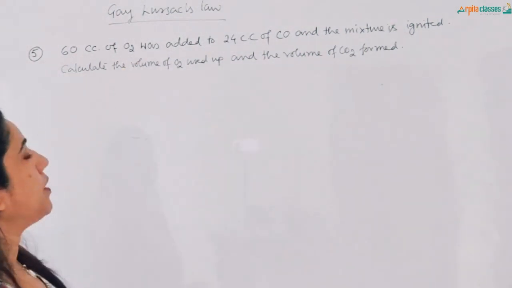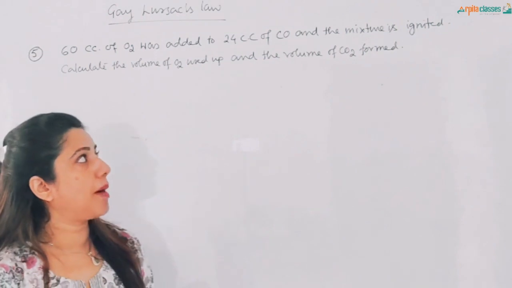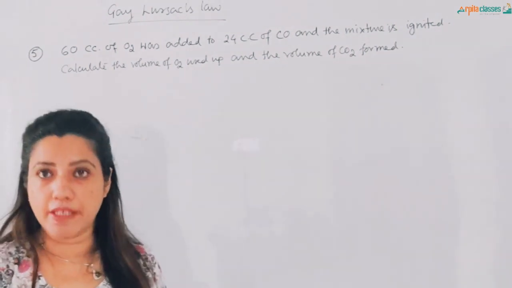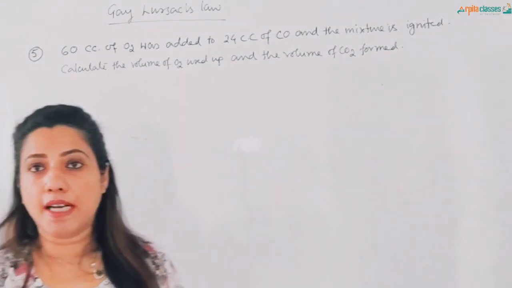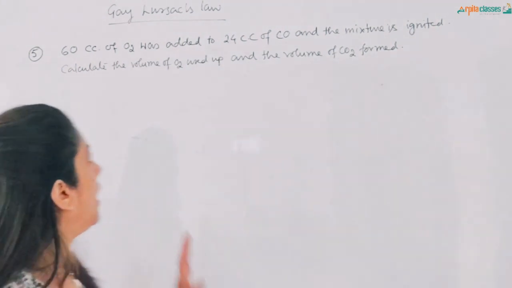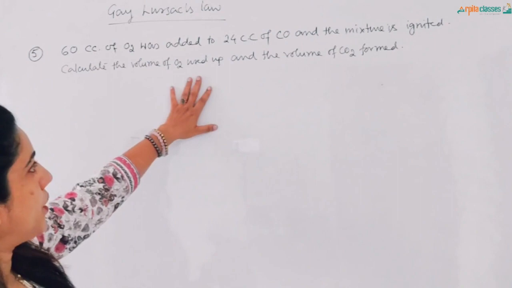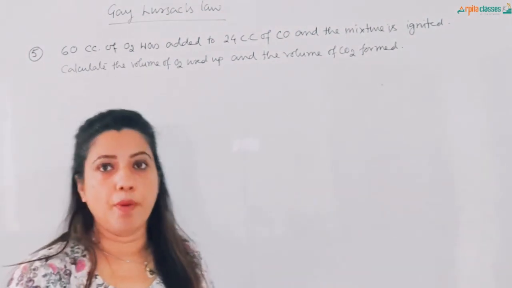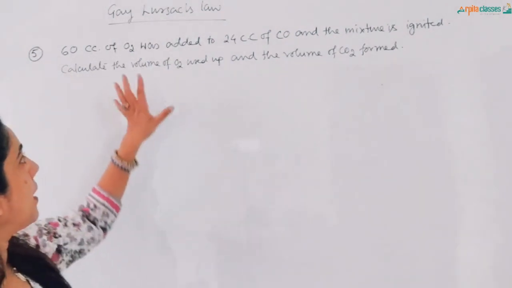60 cc of oxygen was added to 24 cc of carbon monoxide and the mixture is ignited. Now again, when we say the mixture is ignited, that means you understand that it is a complete combustion taking place, right? Calculate the volume of oxygen used up and the volume of carbon dioxide formed. So let us first write down the balanced chemical equation.